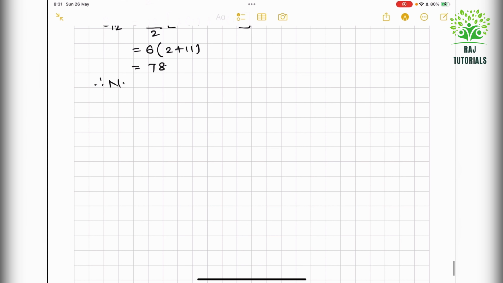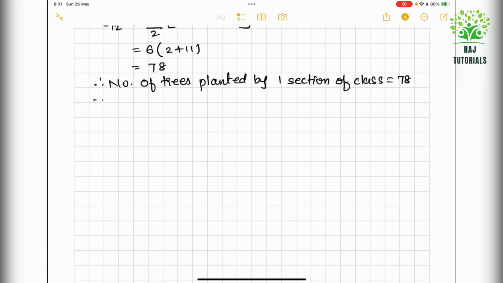Therefore the number of trees planted by one section of each class is 78. The number of trees planted by three sections of each class will be 78 into 3, that is 234.